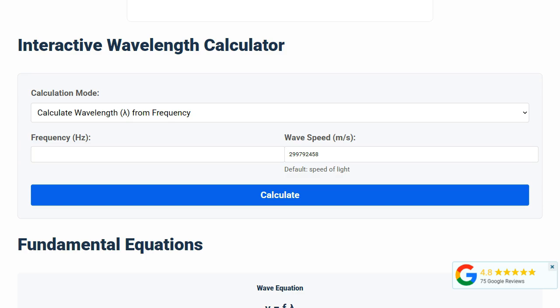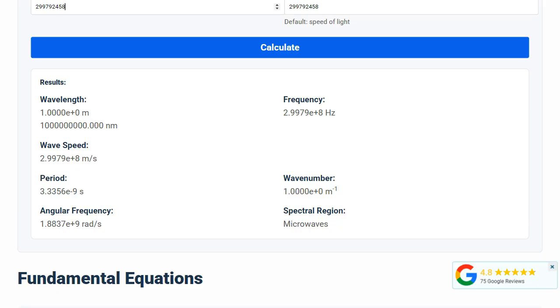Next, enter the frequency value in your preferred unit, such as hertz, kilohertz, or megahertz. You can also enter the wavelength if you want to solve for frequency instead. For example, enter a frequency of 100 megahertz to calculate the wavelength of a radio wave. The calculator will display the wavelength in meters, along with the photon energy for electromagnetic waves. Review all the output fields to see your complete wave characteristics.